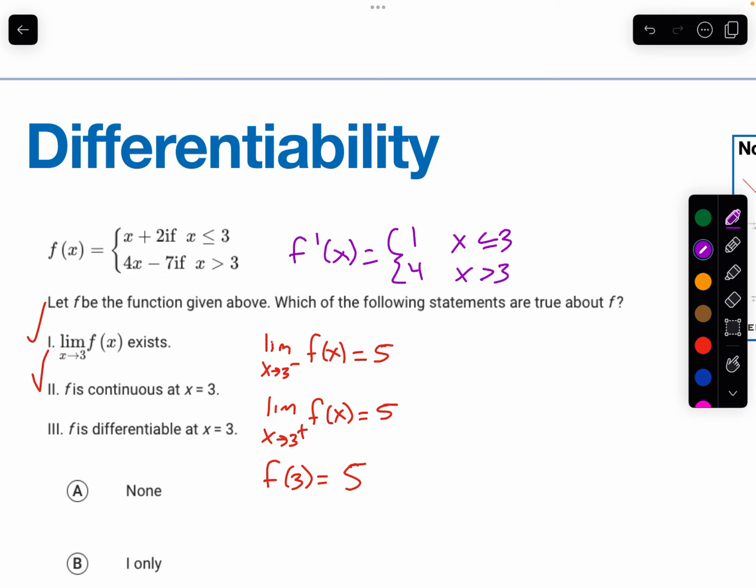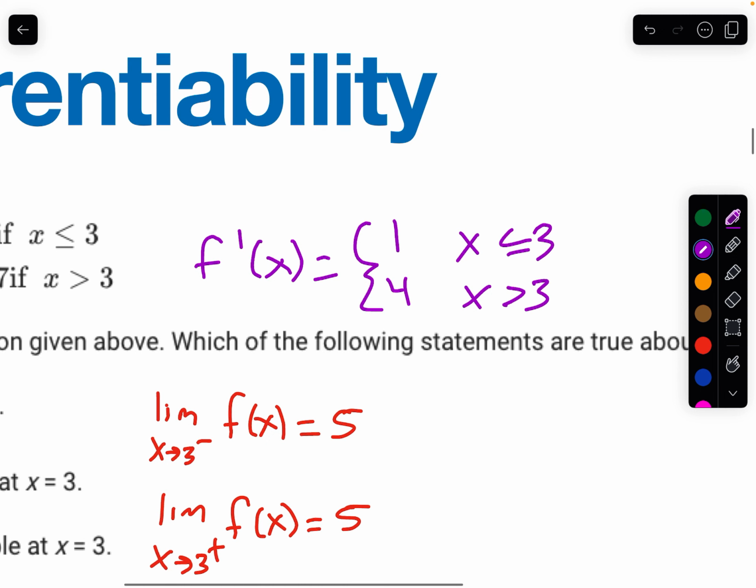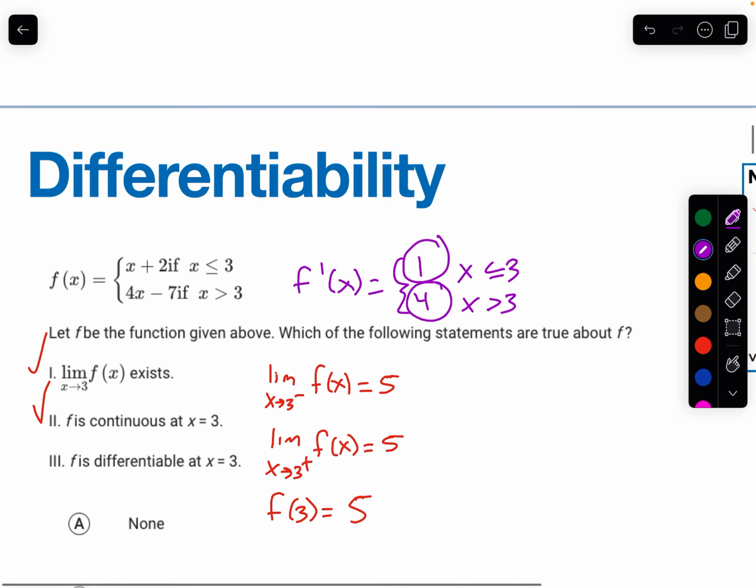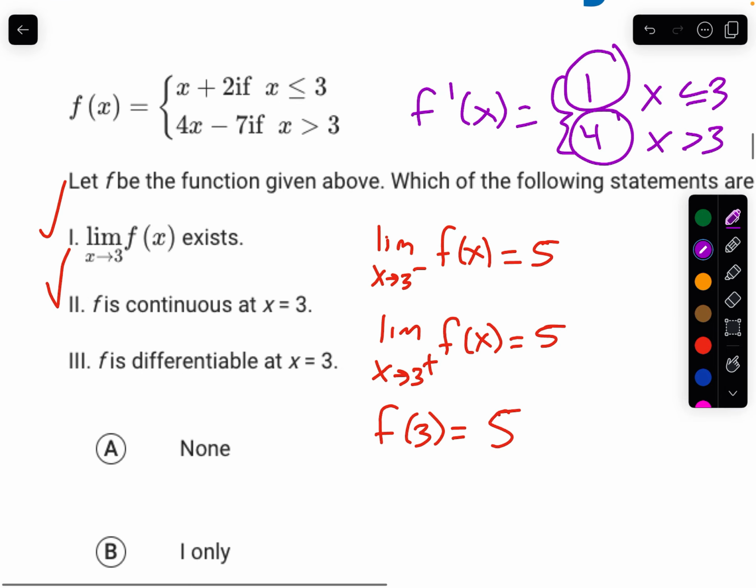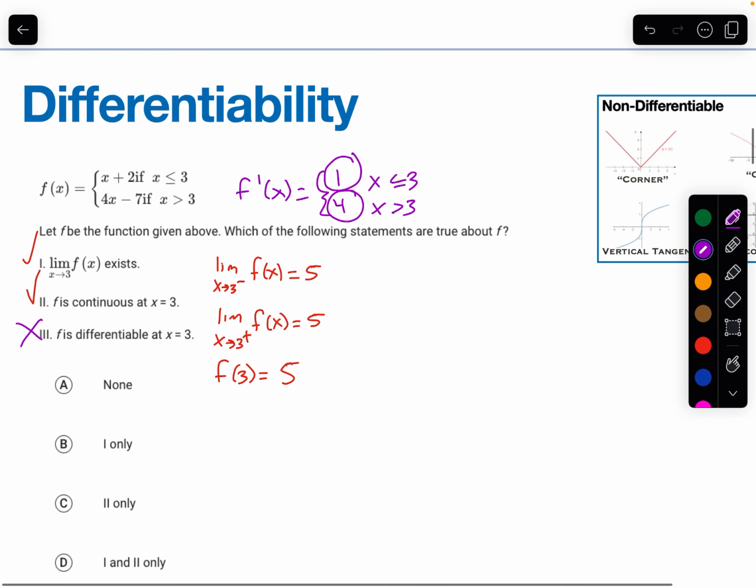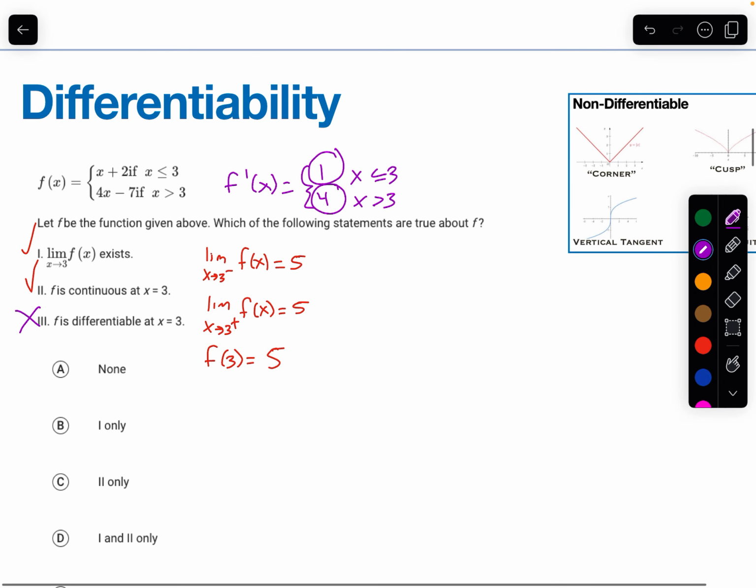Well, we could write it down more formally using one-sided derivatives, but if you look at this, the piece from the left has a slope of 1, the piece from the right of 3 has a slope of 4. Those are different slopes. The one-sided derivatives are not equal here, so statement 3 is not true. F is not differentiable at x equals 3, and so only statements 1 and 2 are true here.